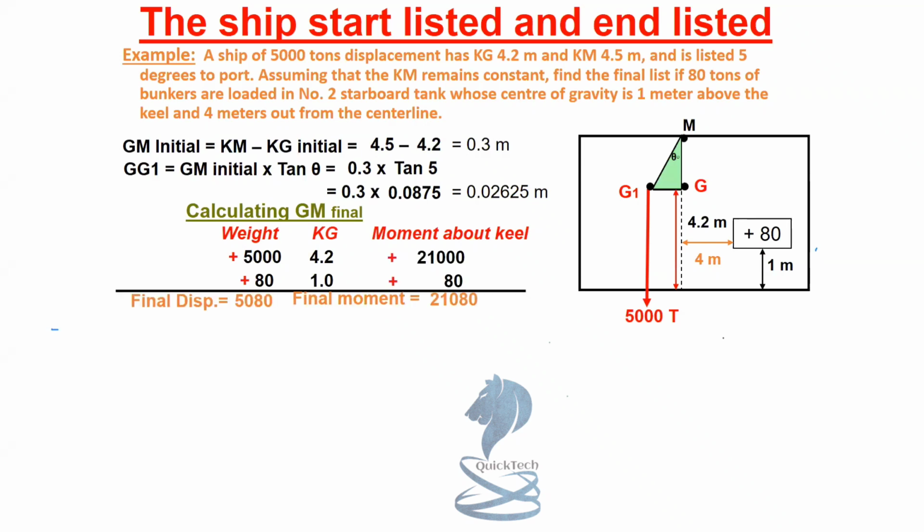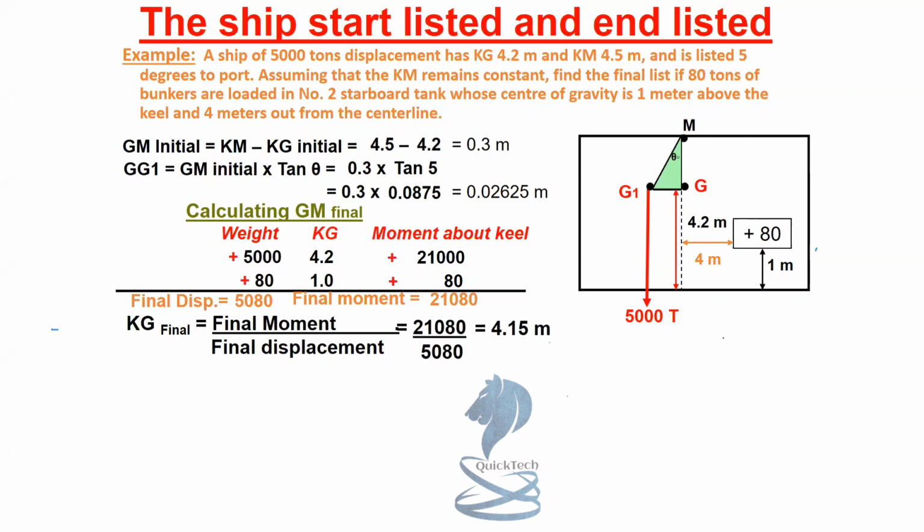Now calculating GM final, we put the weights, KG and moments about the keel. We get final displacement 5080, final moment 21080. Therefore, KG final is final moment divided by final displacement, 21080 divided by 5080, which is 4.15 meters. Hence, GM final is equal to KM minus KG final, equal to 4.5 minus 4.15, equal to 0.35 meters.